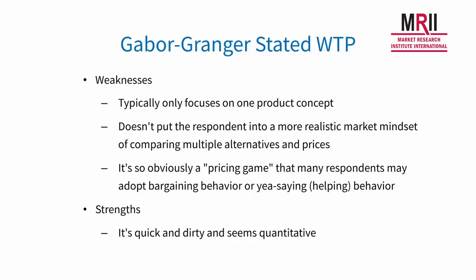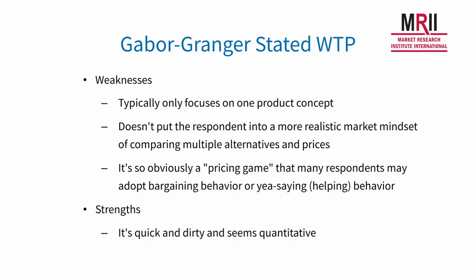Now, the Gabor Granger method has a number of weaknesses. Like Van Westendorp, it only focuses on one product concept, typically at a time. So if you want to study dozens or thousands of variations to your product and how your product would compete with dozens or thousands of variations of competitor products, this technique is not going to be able to do it. It just isolates and focuses on one product at a time in a vacuum.